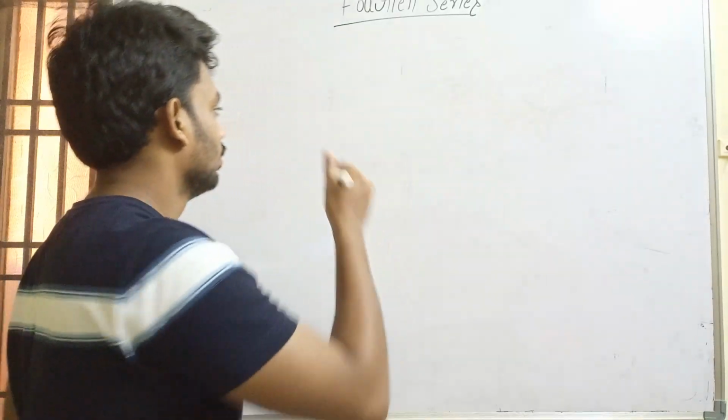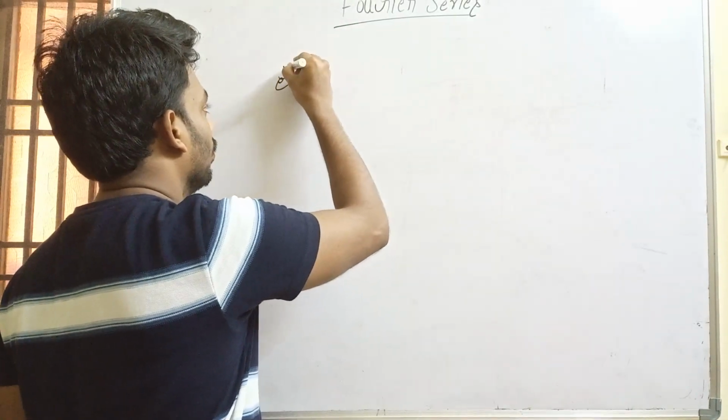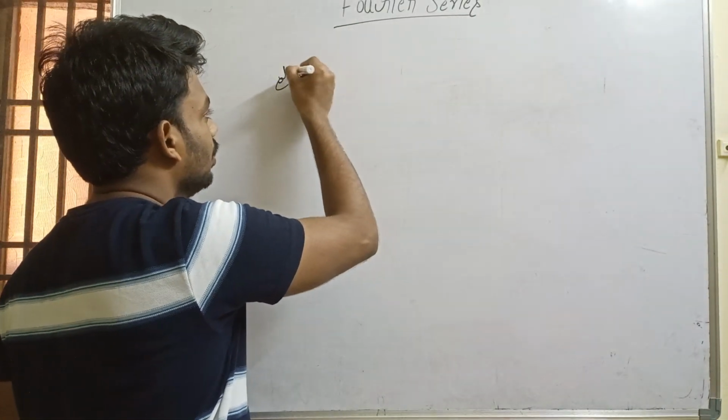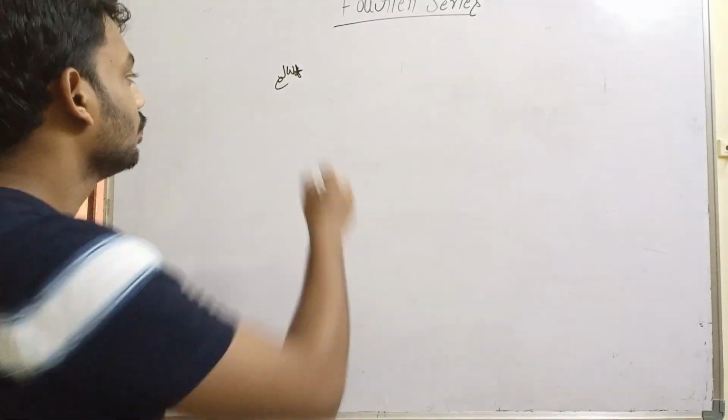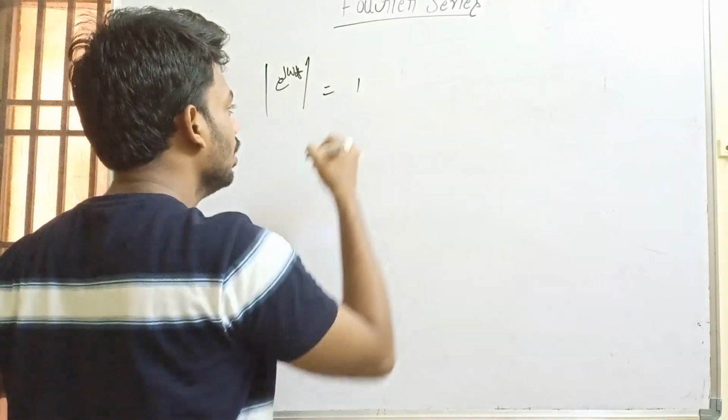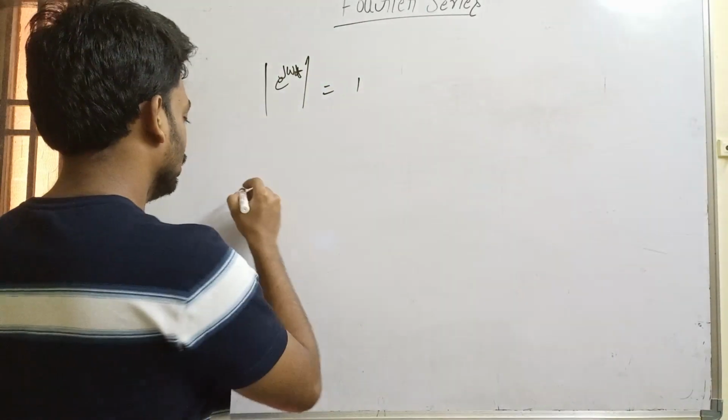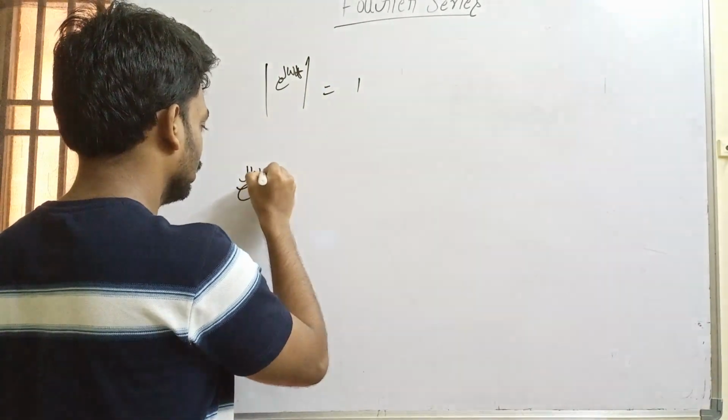Let's check whether e power j omega naught t is an eigenfunction of the LTI system or not. e power j omega naught t is nothing but a pure phasor. It has no magnitude; the magnitude of e power j omega naught t equals 1. So it's a pure phasor.